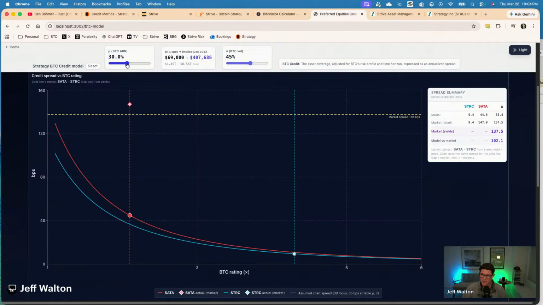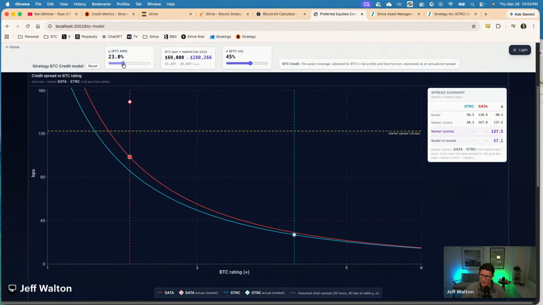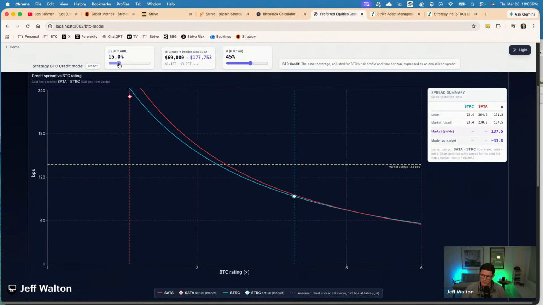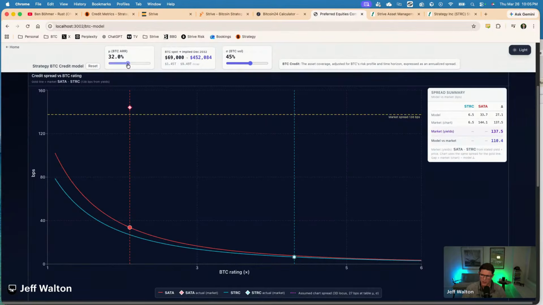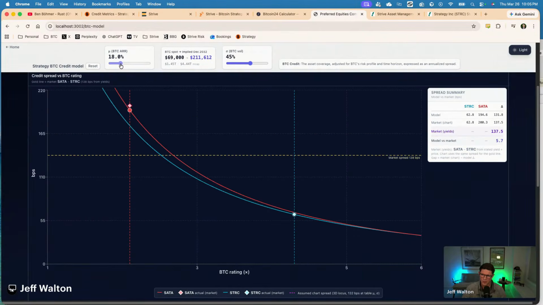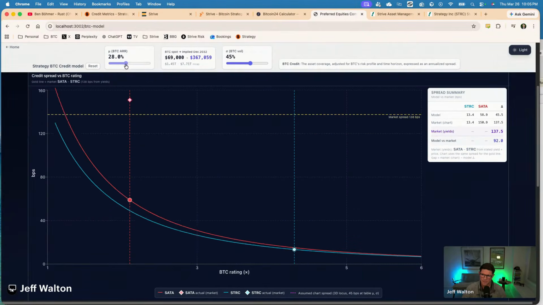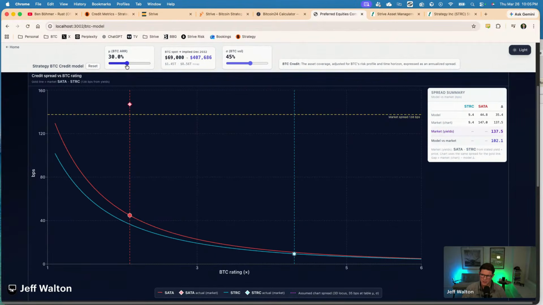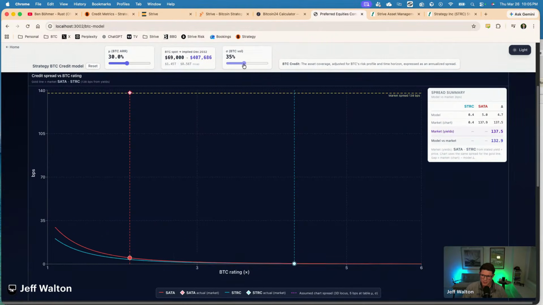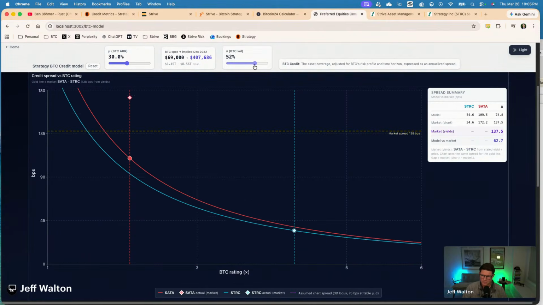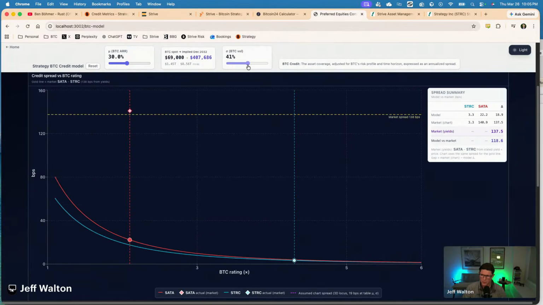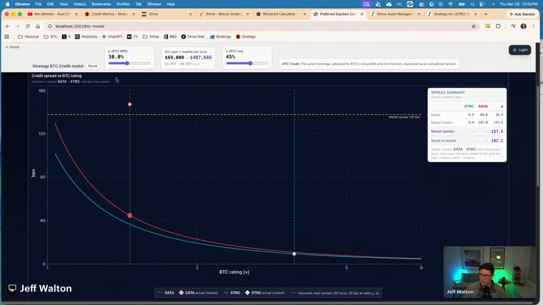But you can see, and you'll see this very dynamically here, as you change the underlying assumptions of BTC ARR, you can see how the curve of credit changes over the different assumptions. So let's go back to the base assumption, 30% ARR, 45% BTC vol. Now, you could also change the BTC vol, and you could see how that also changes the credit assumption. So let's go back to the base assumptions here, click reset.